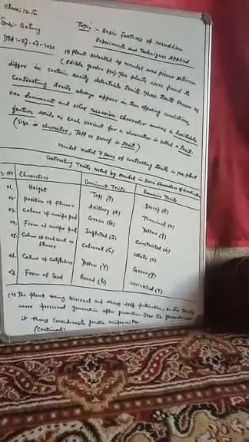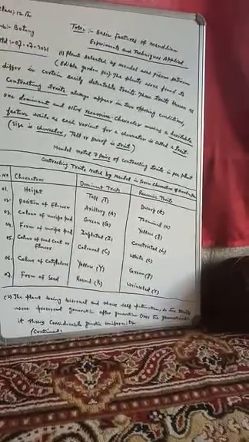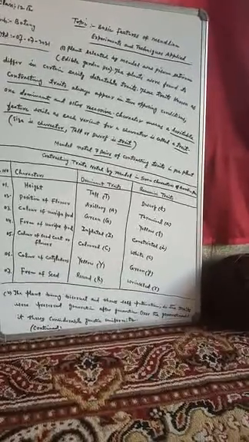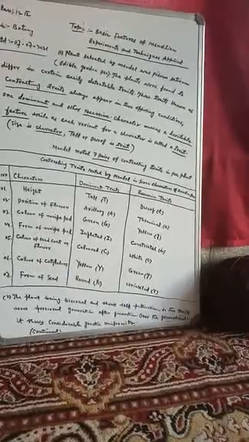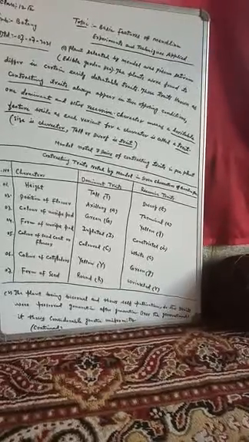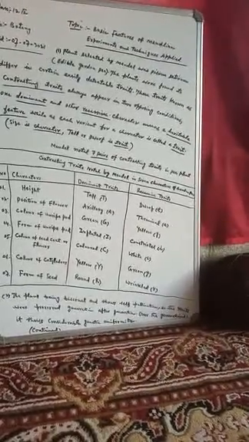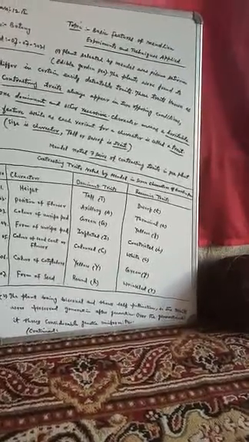In the same way, the third character is the color of unripe pod. If it is green, then it is shown by capital G, and if the recessive trait is yellow, then it is shown by small g. The fourth character is the form of unripe pod. If the dominant trait is inflated, it is shown by capital I, and the recessive trait is constricted, shown by small i.